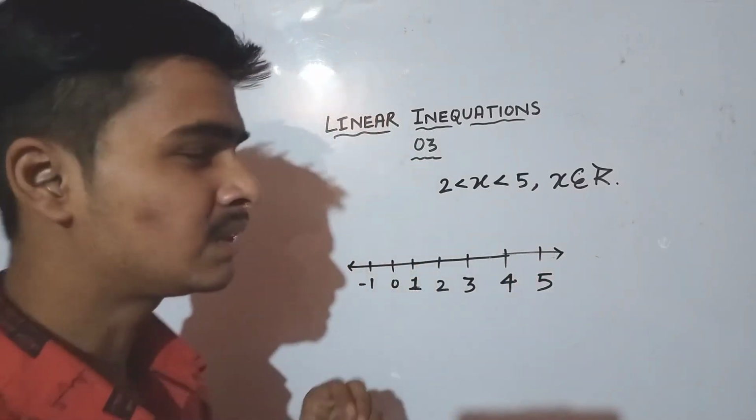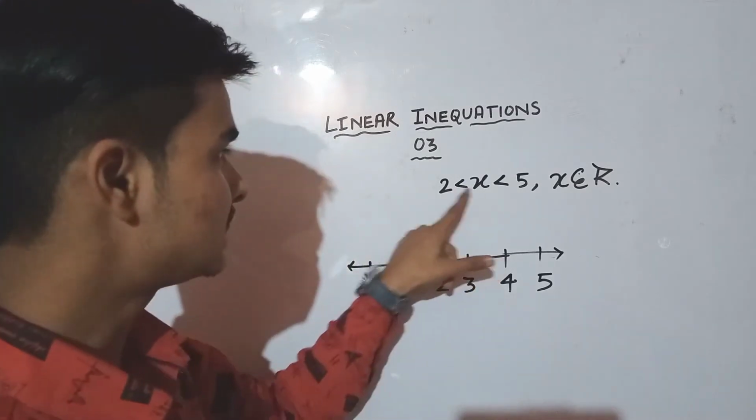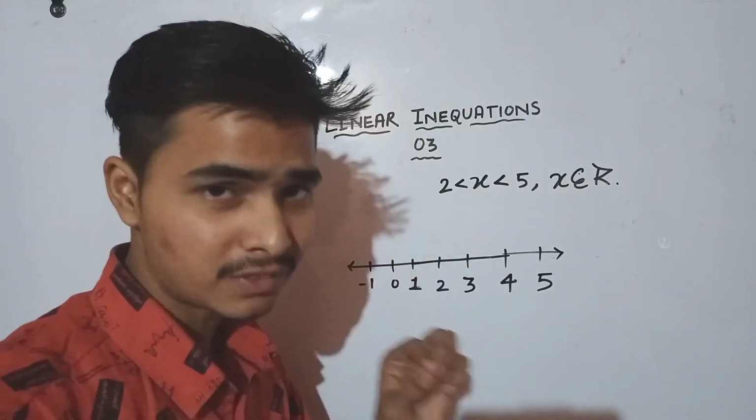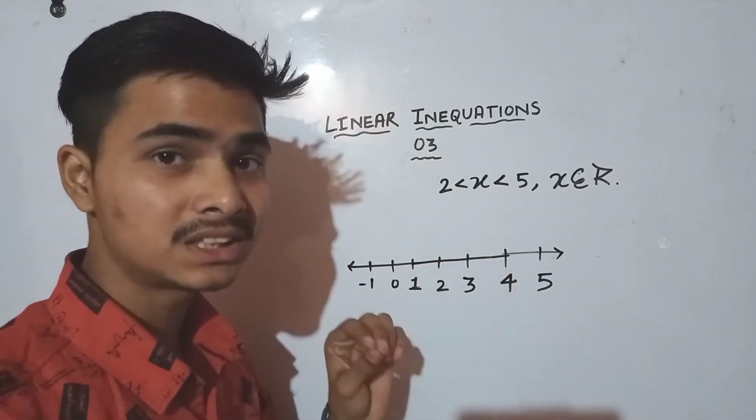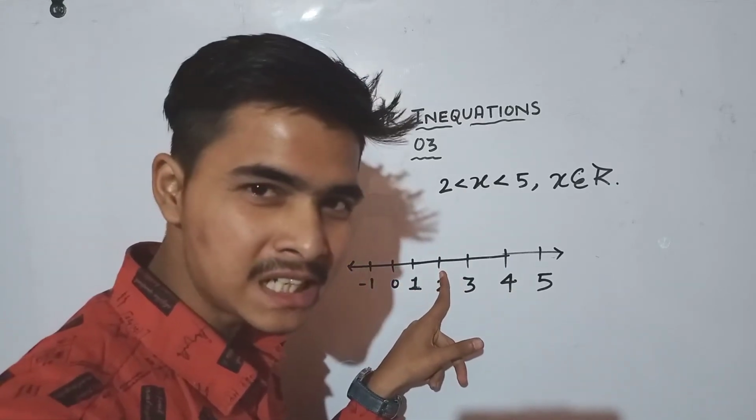And now I think most of you might have found some hint. See, x is just greater than 2 but not equal to 2. So will it occupy 2 completely?